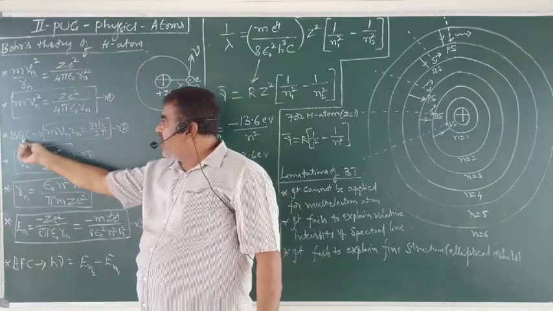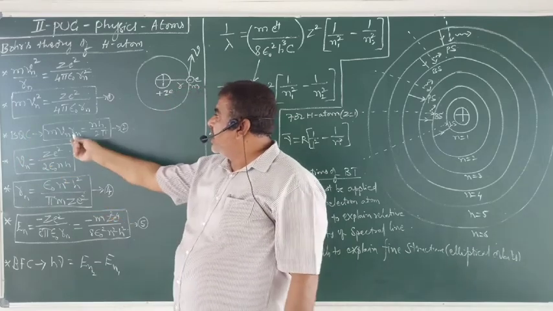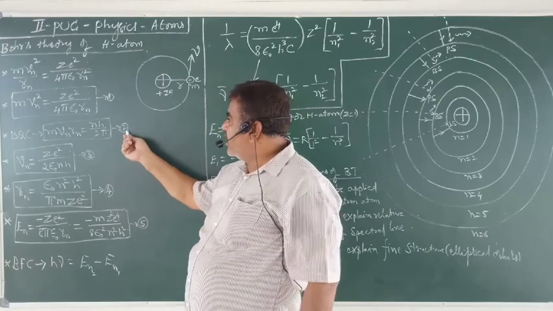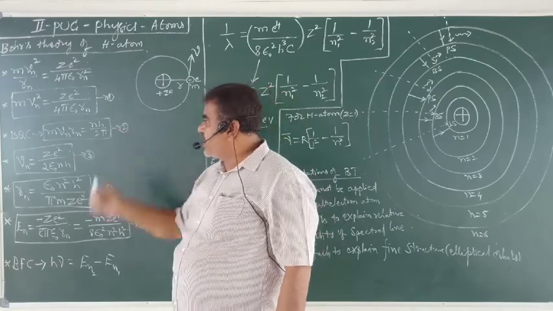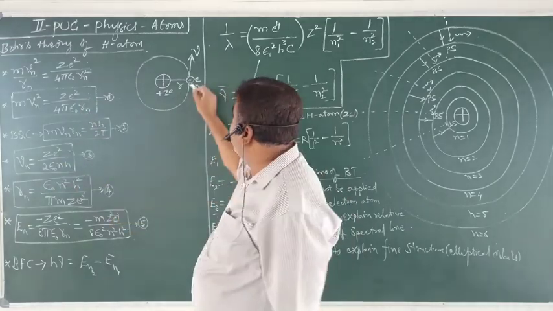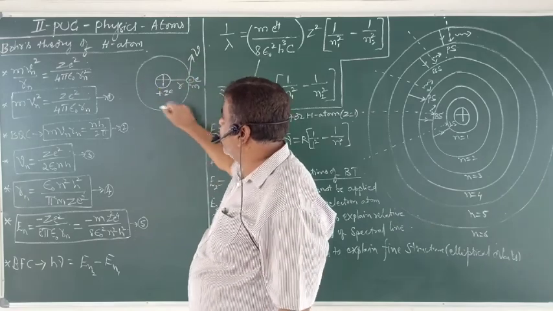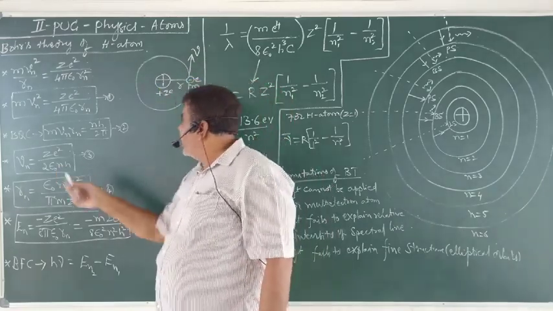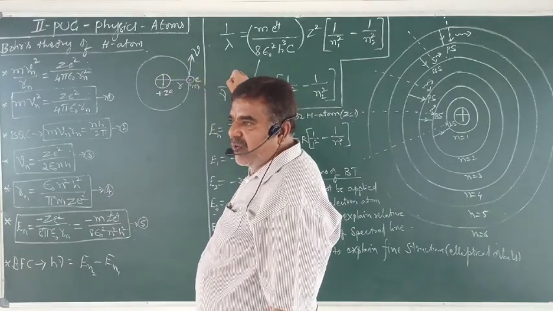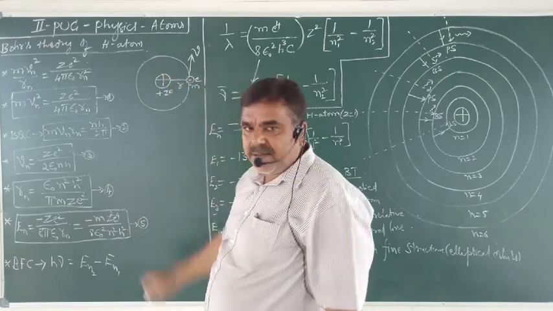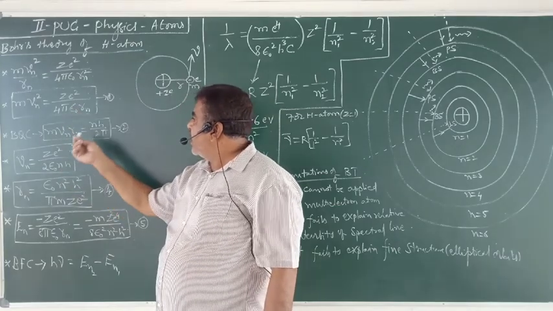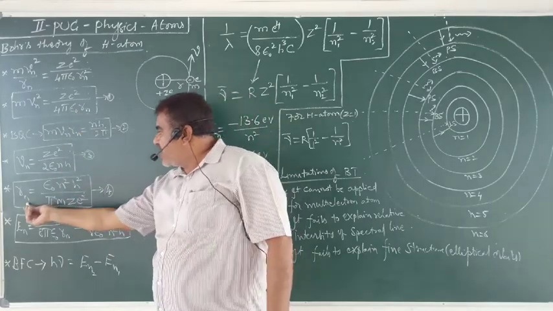The second postulate is, according to Bohr's quantum condition, the angular momentum is an integral multiple of h by 2 pi. Thereby I got this expression. If I divide 1 by 2, I will get the expression for the velocity of electrons revolving around the nucleus. From this it is very clear that the electrons in the first orbit move with the highest speed. In the subsequent permitted orbits, the velocity is less. If I substitute this in the second expression, I will get the expression for radius.